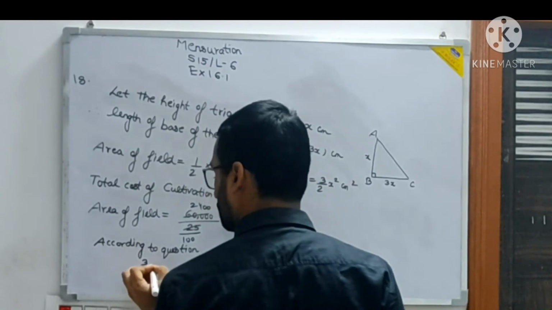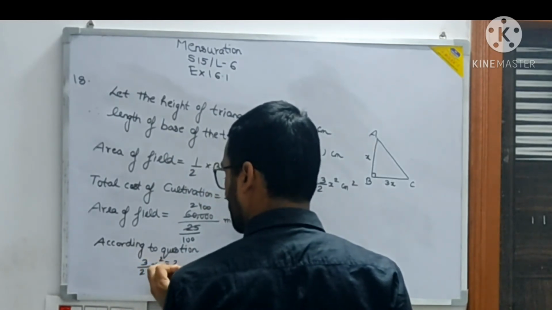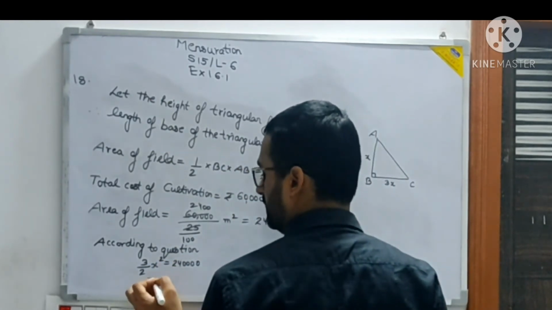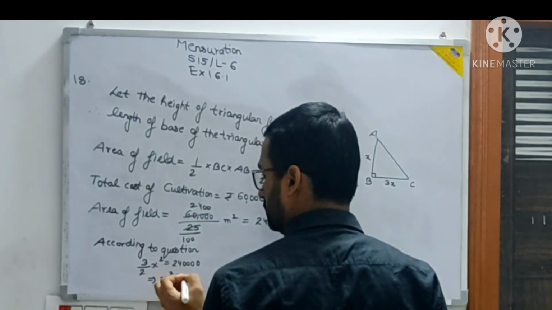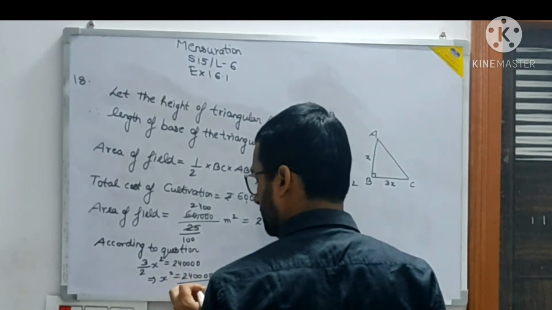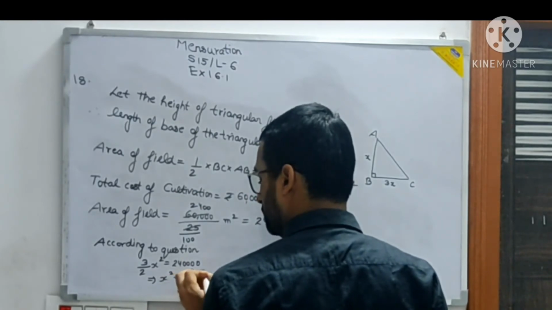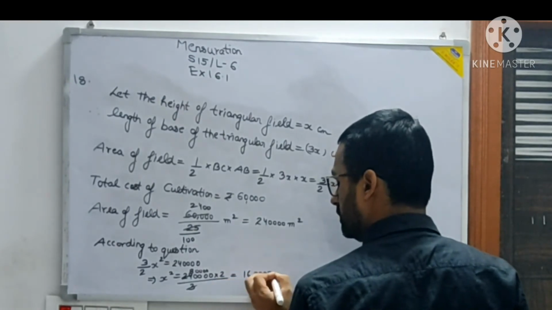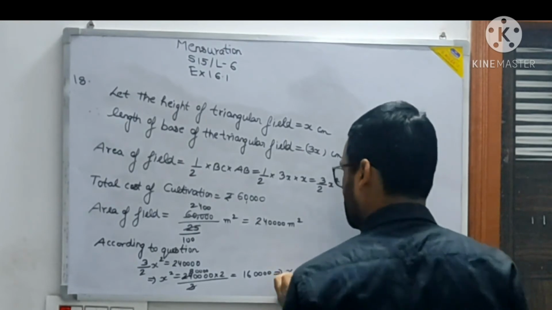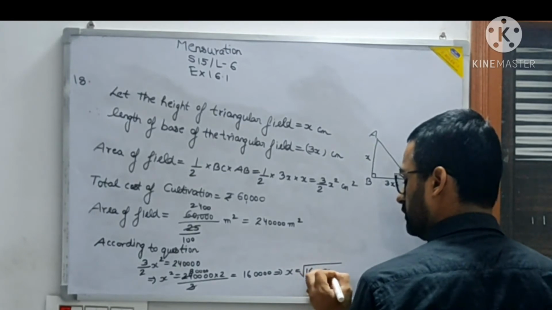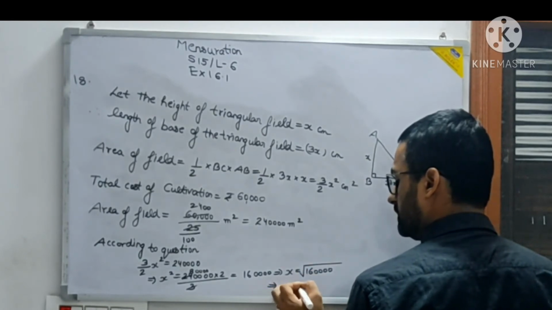3 by 2 x square is equal to 24. This implies that x square is equal to 24 into 2 by 3. So 3 8s are 24. That means it is how much? 16. This implies that x is equal to the square root of 16. This implies that x equal to how much?